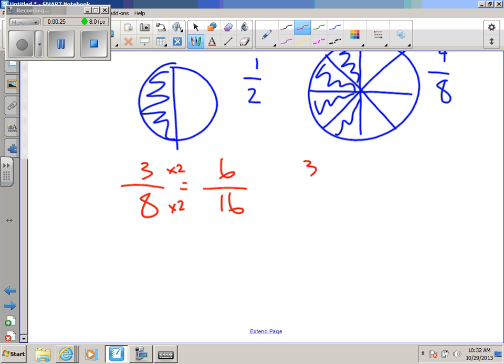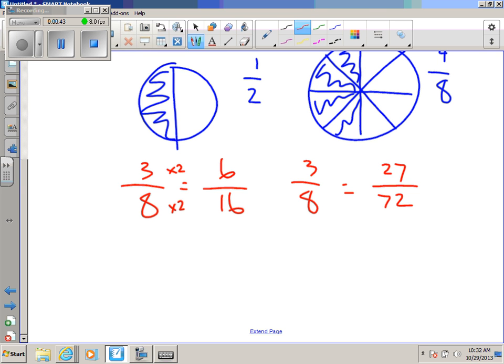Use 3/8 again. Pick a different option for multiplication: 9. So 3 times 9, 27. 8 times 9. Okay, that would be equivalent. So with multiplication, you can use any number you want.